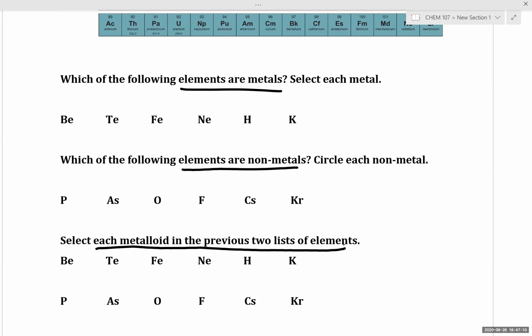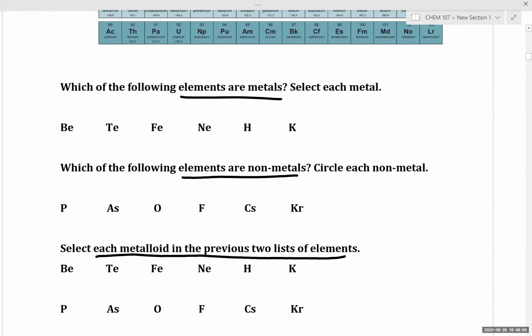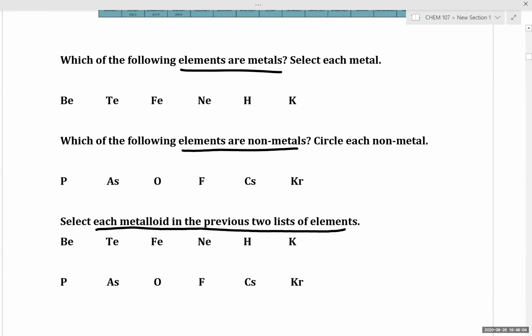Let's try to get a few more responses in the chat, and we'll discuss in about another 2 to 3 minutes. The responses I'm seeing in the chat look good so far. Remember, this region in the middle of the periodic table also contains metals. We'll discuss this example in another minute to a minute and a half.